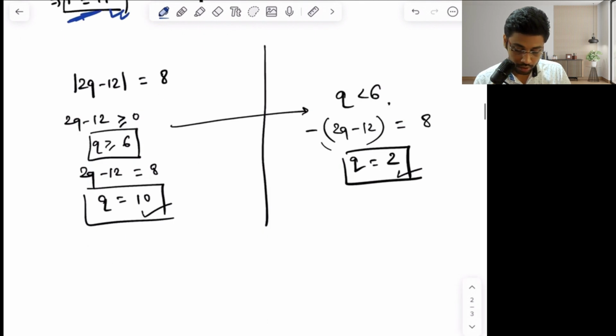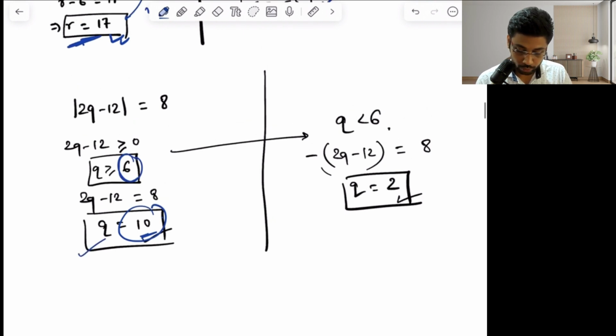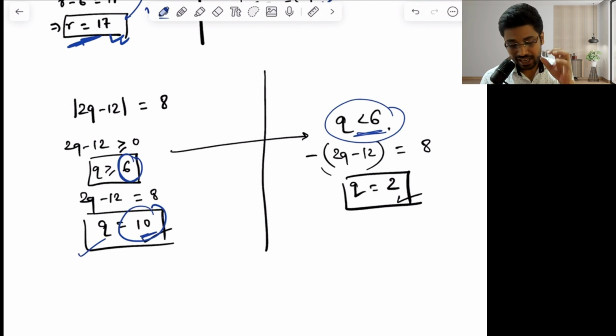True. Q is equal to 10. That's what we obtained, and we postulated that q will be greater than or equal to 6. So that's also true. And the last condition also holds true because we postulated that q is less than 6. And in fact, we found out that q is equal to 2.